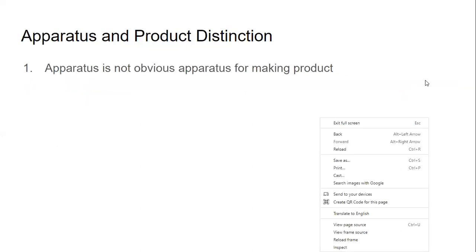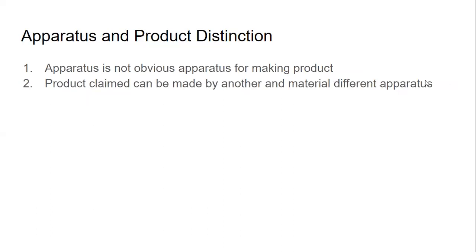If there is an apparatus and product distinction, the apparatus is not an obvious apparatus for making the product, or the product claim can be made by another and materially different apparatus. Again, these are kind of confusing aspects, but I would definitely recommend reading about those.